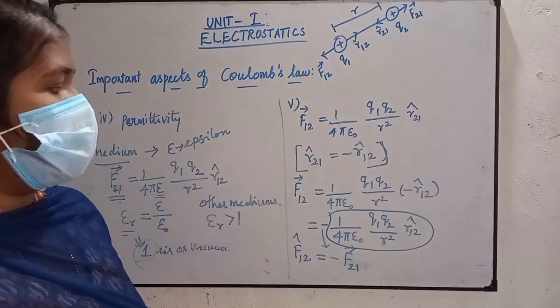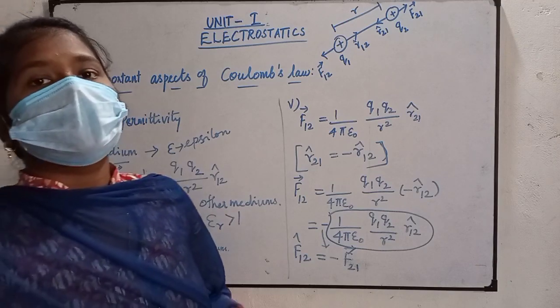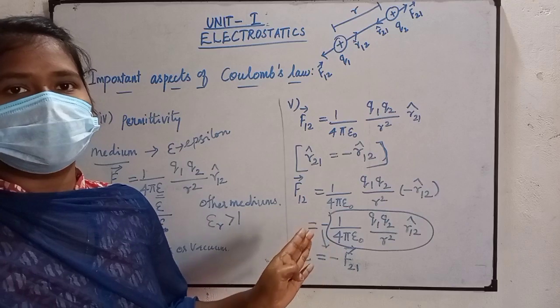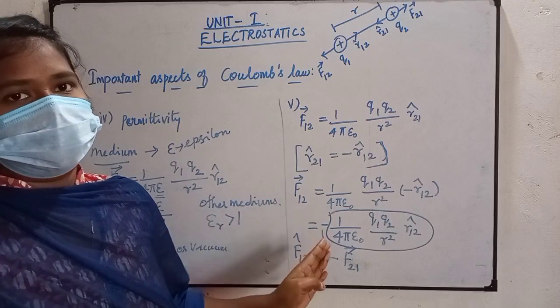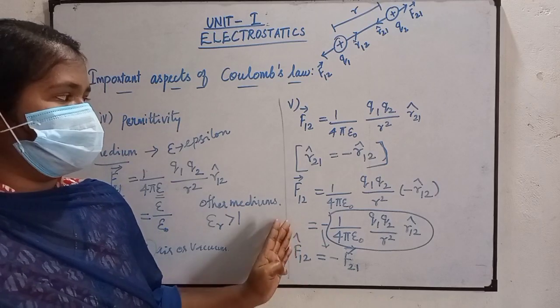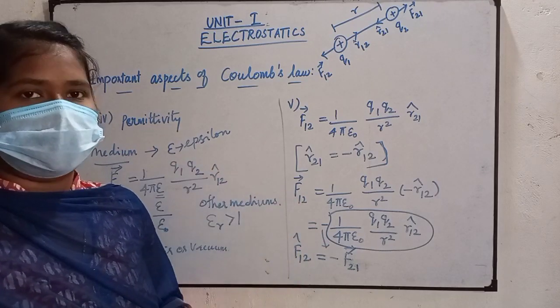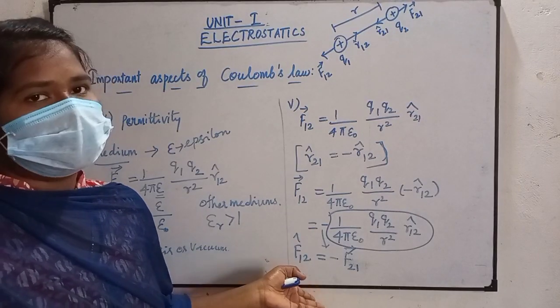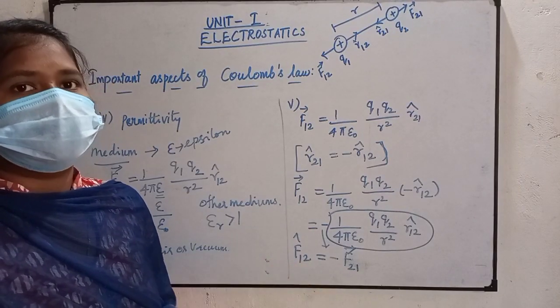Another aspect is that Coulomb's law and these conditions are true only for point charges. We can use all of this only for point charges, and we cannot use this for continuous charges. So thank you.